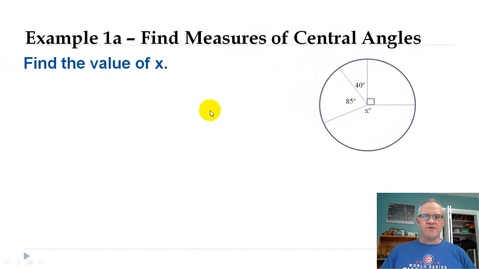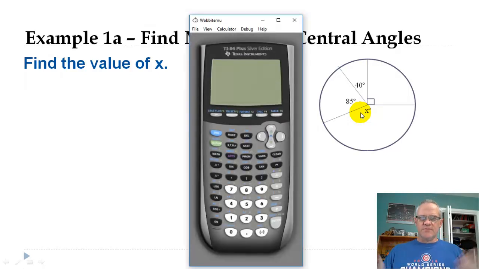All right, so let's do an example here. We're going to find the value of x. Okay, so in our example here, you notice we've got some things drawn. We're trying to find x. So we're trying to find this right here. All right, so we know that there's a total of 360 degrees all together in the central angles of this circle. And so what I can do is I know if there's 360 degrees total, this is a right angle, so it's 90 degrees.